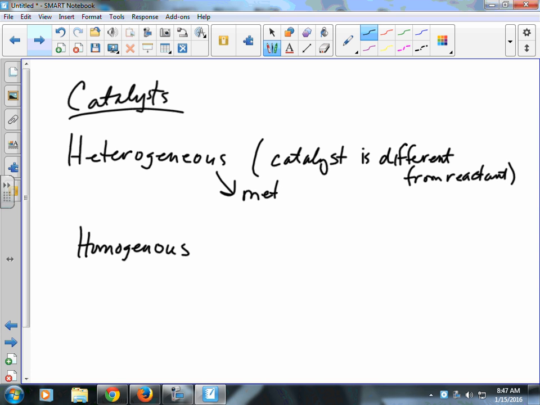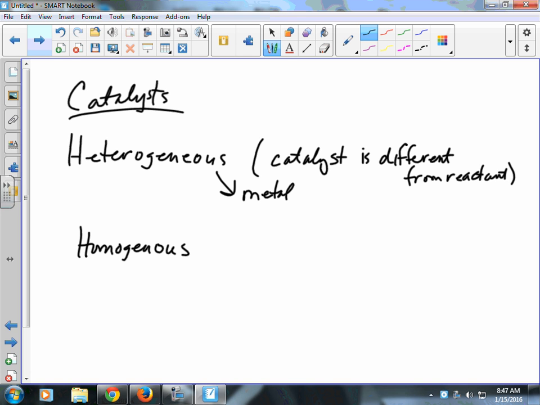Homogeneous, the catalyst is in the same state of matter, same phase as the reactants. Okay? What is a catalyst? Something that speeds up a reaction. Speeds up a reaction. Here is a more intense definition.